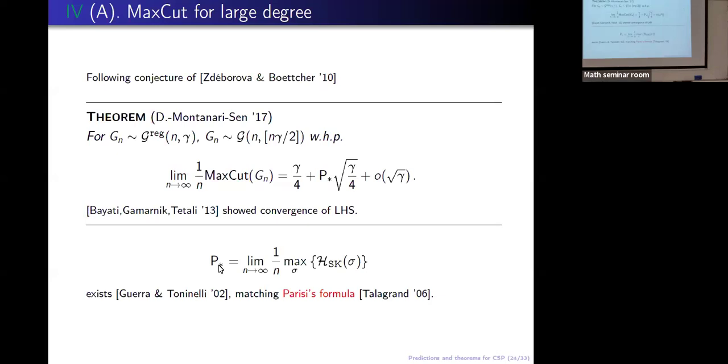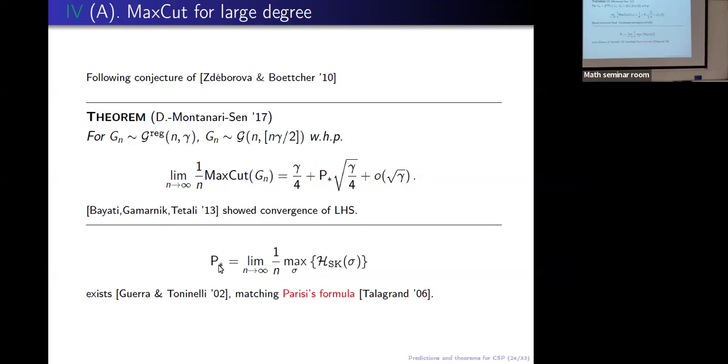So here are some mathematical results coming from probability theory in connection to this whole story. First, this is following a conjecture of Zdeborova and Boettcher from 2010 in the statistical physics literature. This is a paper I wrote with Andrea Montanari and Subhabrata Sen.